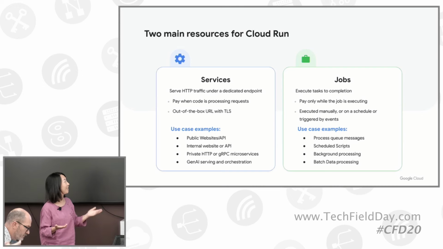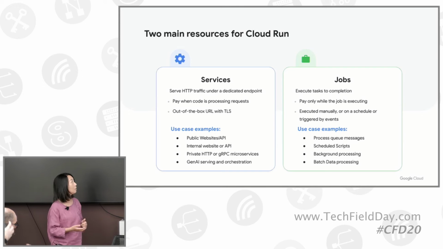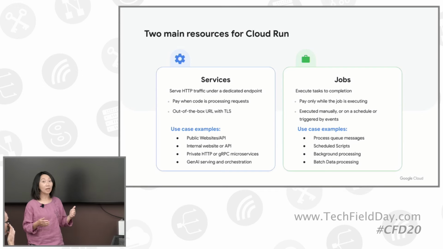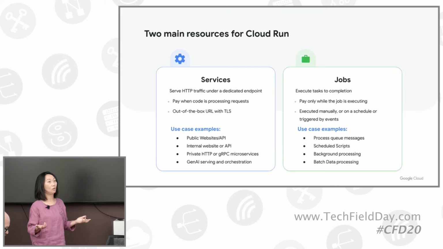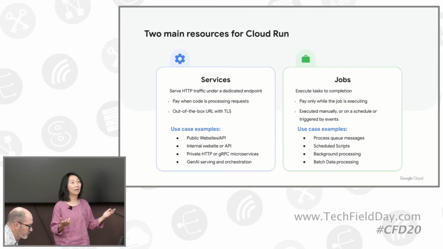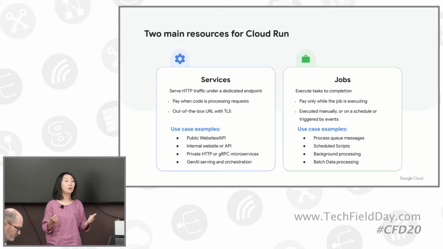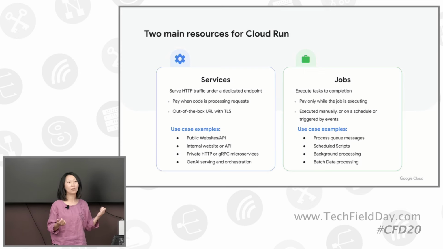The second type of Cloud Run resource is called jobs. That helps you execute tasks to completion, right? It's great if you have batch data processing or data pipelines that you need to take care of. Cloud Run jobs is perfect for you. You can execute your task manually, or you can hook it up. It's naturally integrated with Cloud Scheduler, or you can trigger Cloud Run jobs by events.